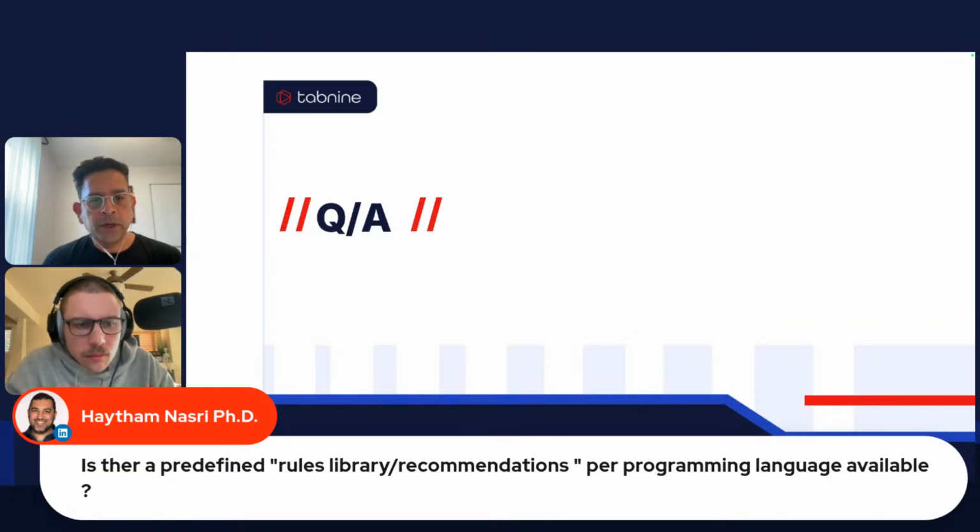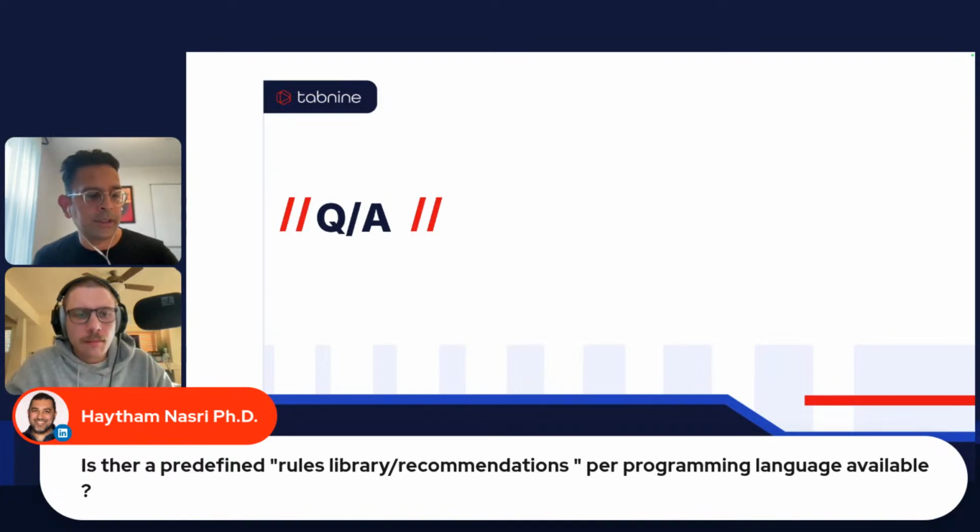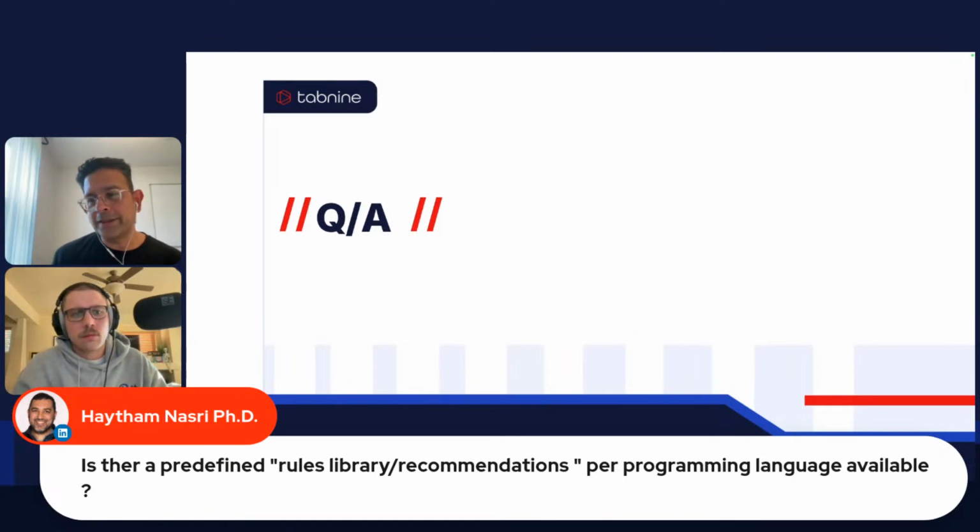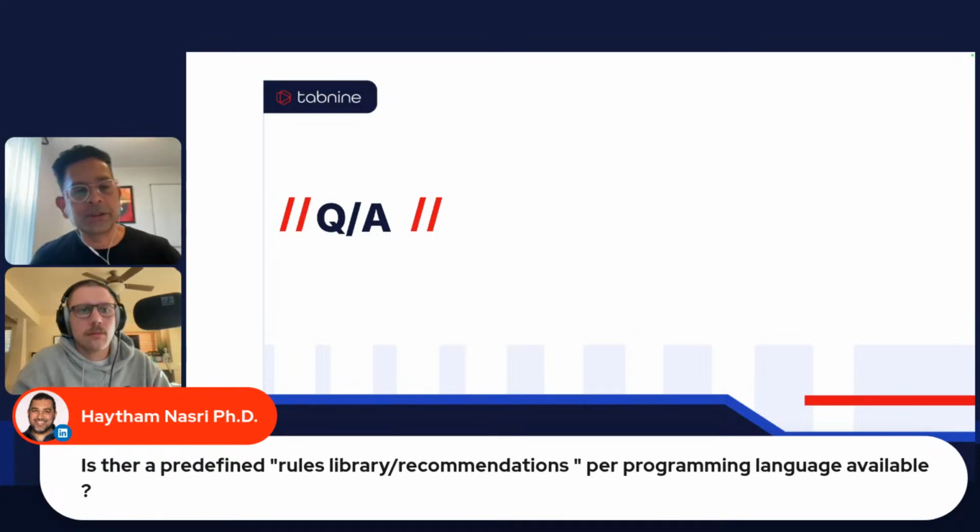Is there a predefined rules library of recommendations per programming language available? Yes, that's a really good question. We do both. We allow customers to upload their own rules. And in addition to that, you also get predefined rules for various programming languages and frameworks. As I mentioned, for the code review agent, we currently support, I think, 8 or 10 different programming languages. And for each of those, I think we have 140 or 150 rules. Once the product hits GA, that number of supported languages as well as the number of rules per language is going to go up as well.